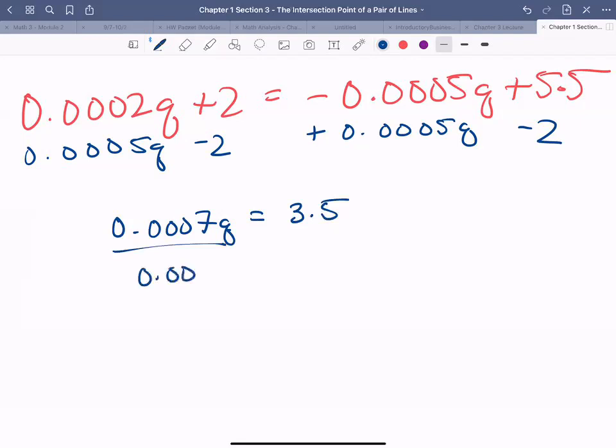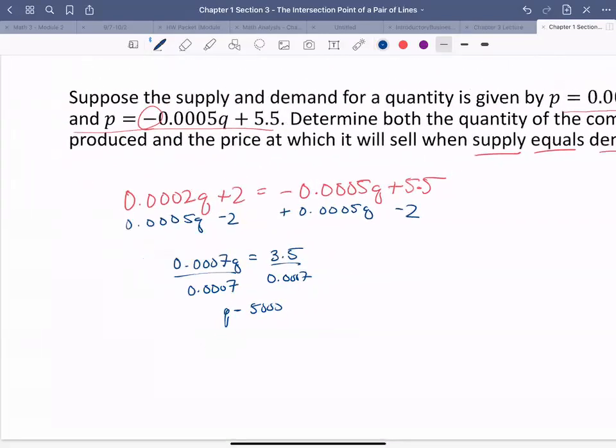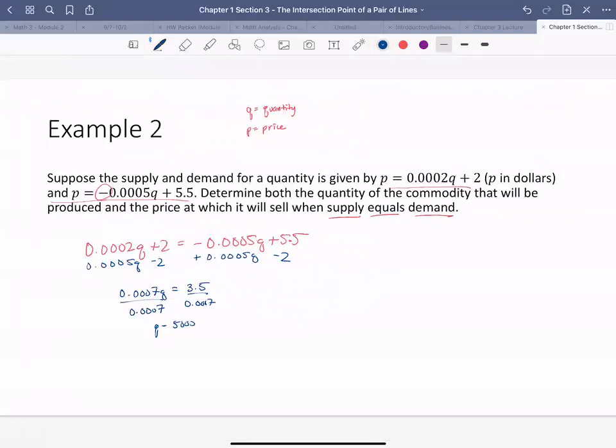Divide both sides by 0.0007, and Q equals 5,000. Now again, all this tells us is the quantity needed, but not the price. So this is the Q, the quantity. In order to find the price, I need to substitute it.